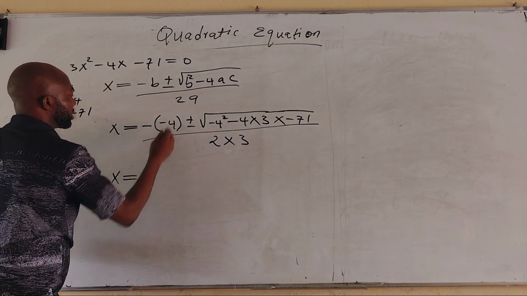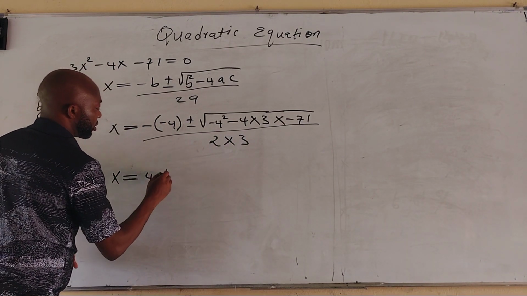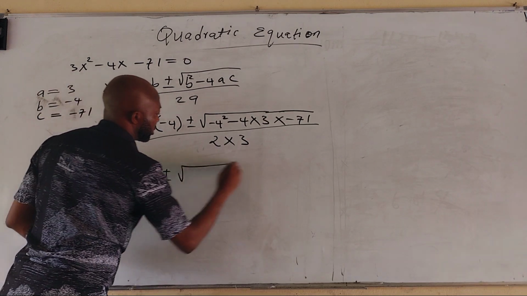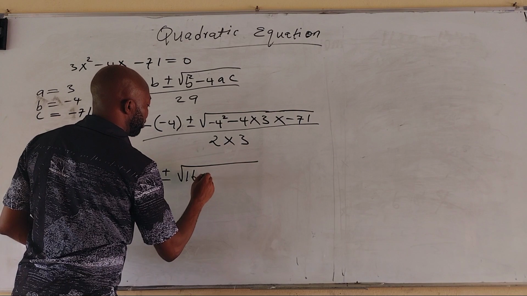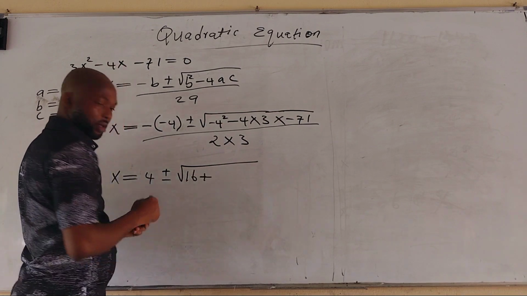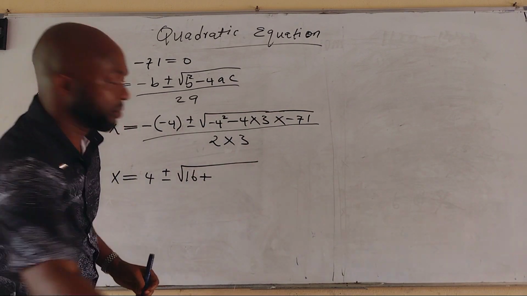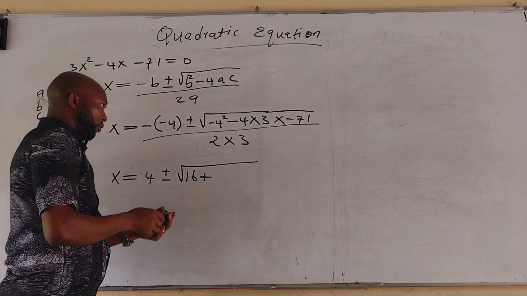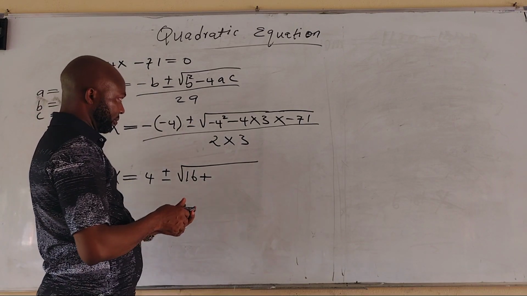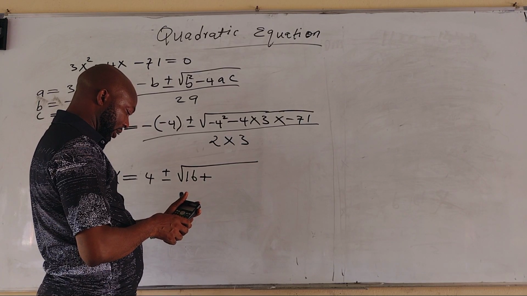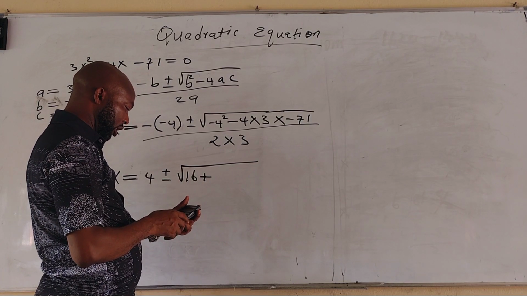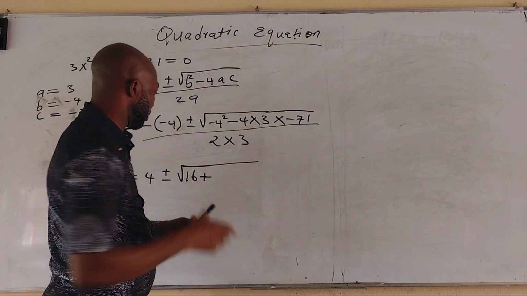X is equal to minus times minus is plus, I have my 4, plus or minus the root of 16. Minus times minus is plus. Don't make a mistake about that. 4 times 3 times 71 is 852.